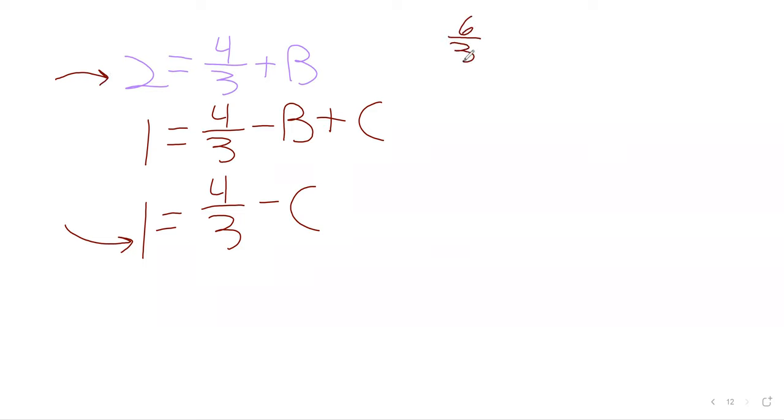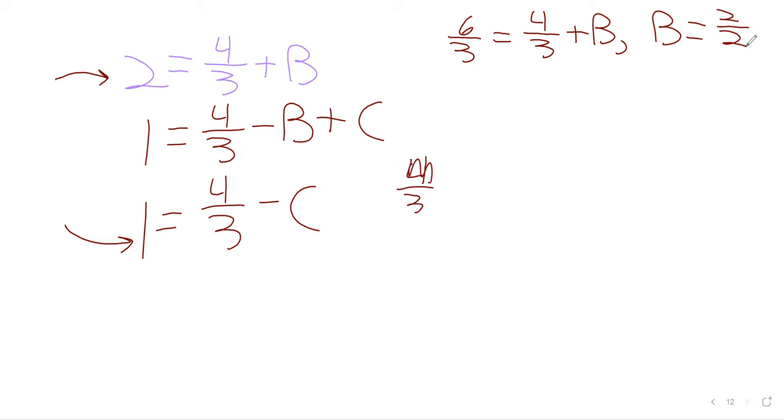2 is 6/3. So 6/3 equals 4/3 plus B. B must be 2/3. And 3/3 equals 4/3 minus C. So C must be 1/3. We didn't end up using that second equation, but it is true that 4/3 minus 2/3 plus 1/3 does equal 1. So that second equation is true.